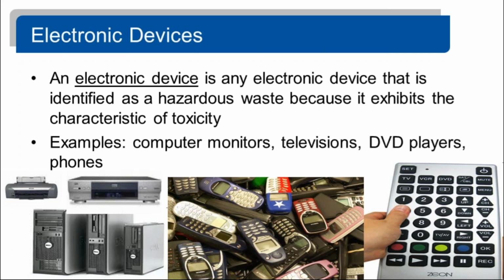For example, batteries oftentimes are very high in zinc, and zinc is a regulated metal in the WET table for California. Especially electronic devices contain lead solder and other heavy metals, so that is why they are regulated. Some common examples are computer monitors, televisions, DVD players, old phones, and cell phones with the batteries removed.